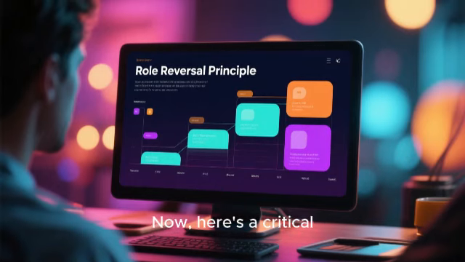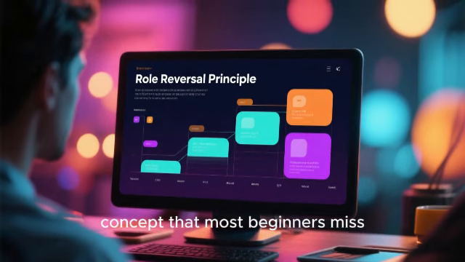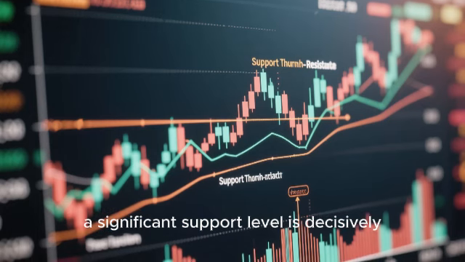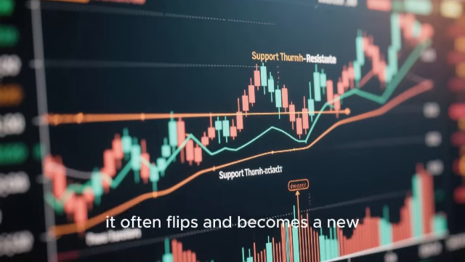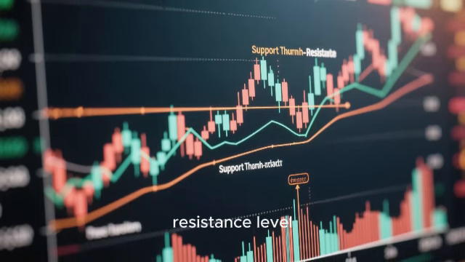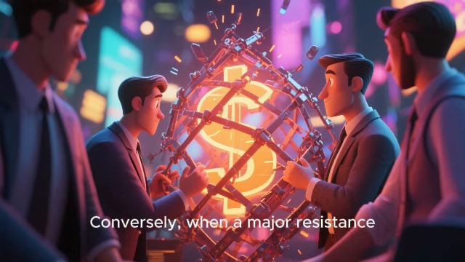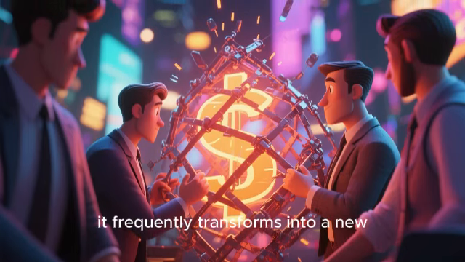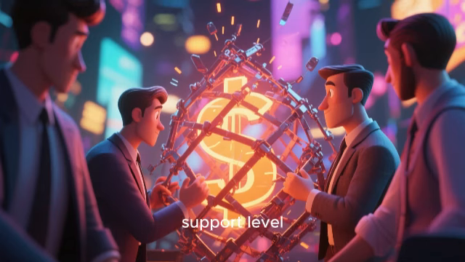Now, here's a critical concept that most beginners miss: the role reversal principle. Once a significant support level is decisively broken, it often flips and becomes a new resistance level. Conversely, when a major resistance level is convincingly broken, it frequently transforms into a new support level.